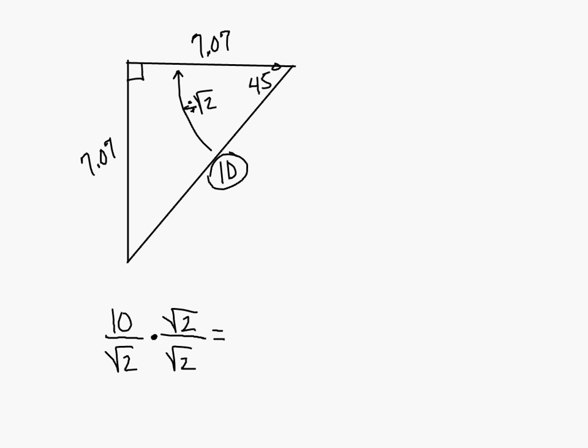Now watch what happens. 10 times the square root of 2 is 10 radical 2. And the square root of 2 times the square root of 2 is the square root of 4. But the square root of 4 is 2. That's called rationalizing the denominator. It gets rid of the radical that's in the denominator. Now you can simplify the fraction. 10 over 2 simplifies to 5 square root of 2. There's your answer in simplest radical form.